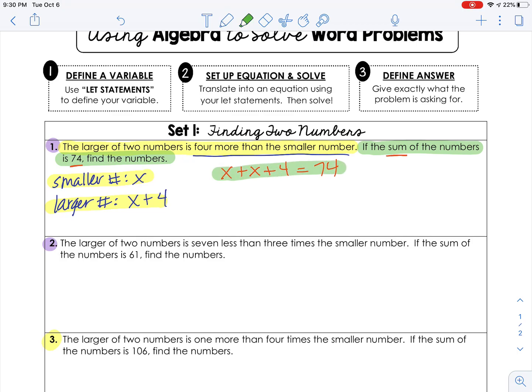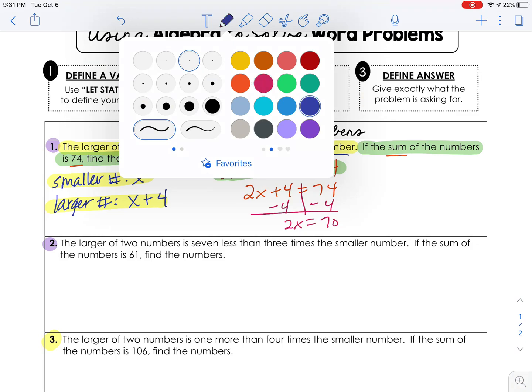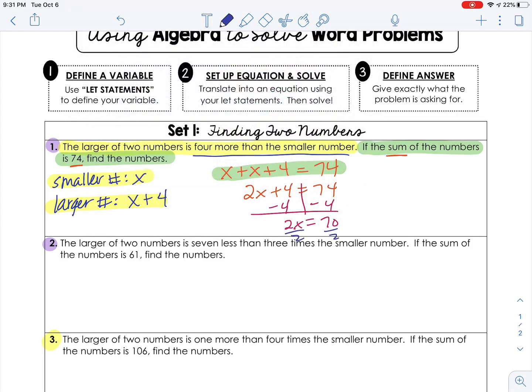So we took the second sentence and we made an equation. This is the format you're going to follow for each one of these problems. First sentence, set up your variables. Second sentence, set up your equation. So from here, we know how to solve this. We combine like terms. X plus x is 2x. Subtract 4 from both sides. 2x equals 70. Divide both sides by 2.